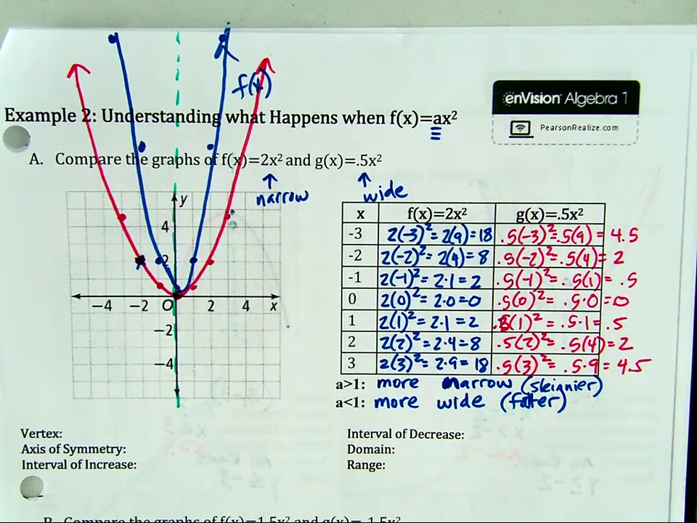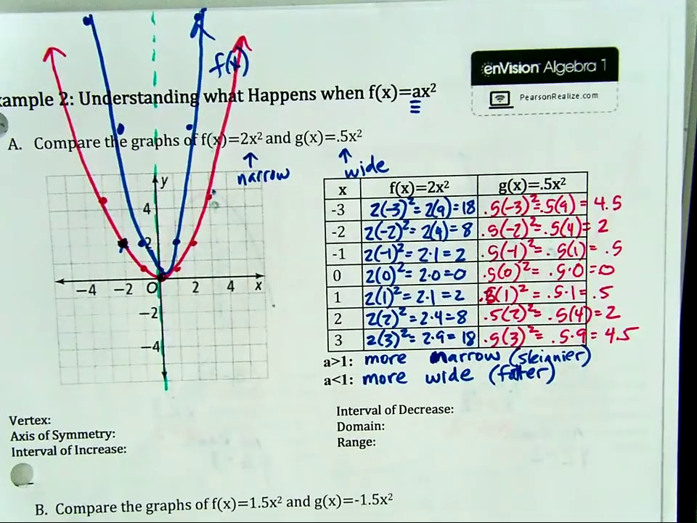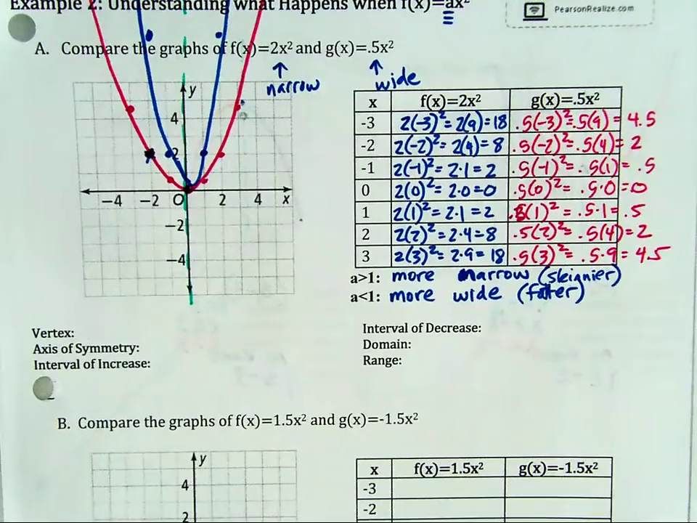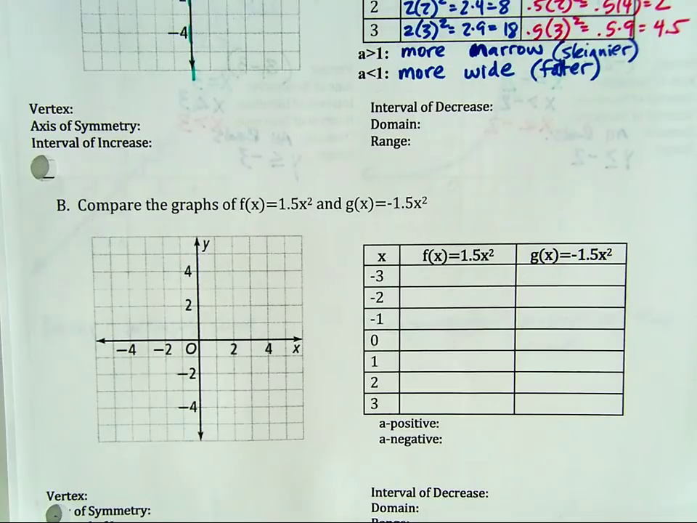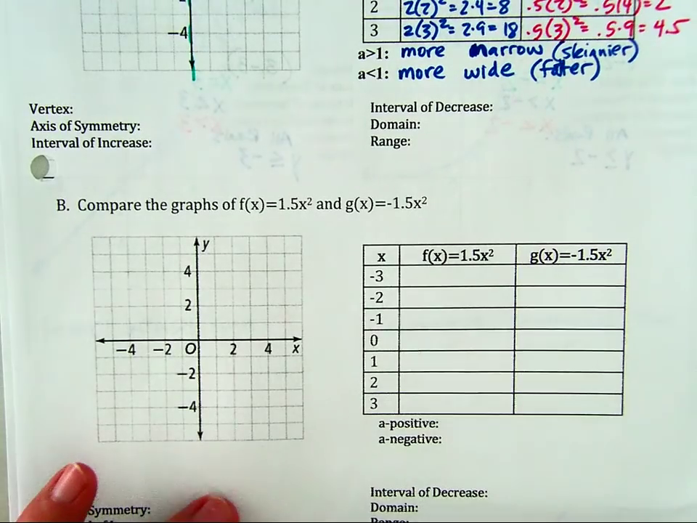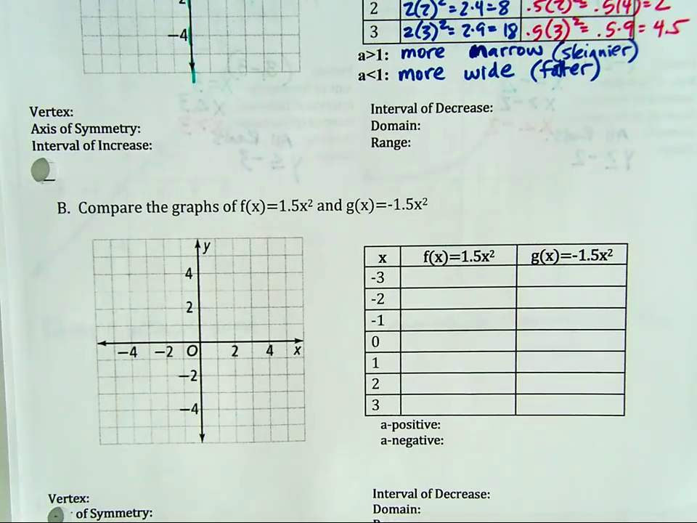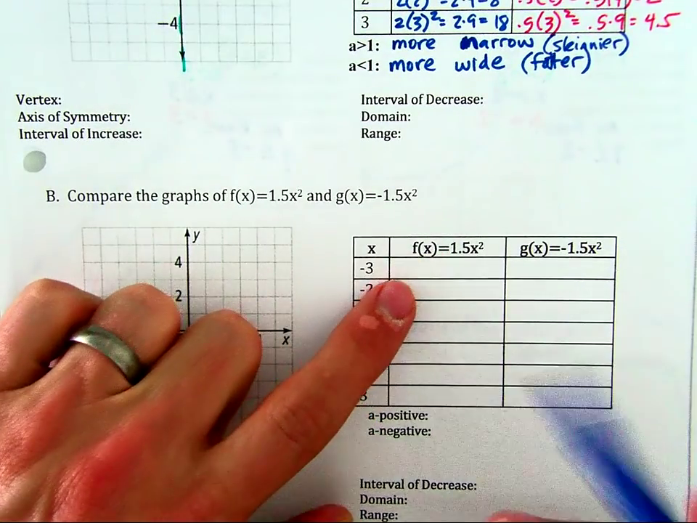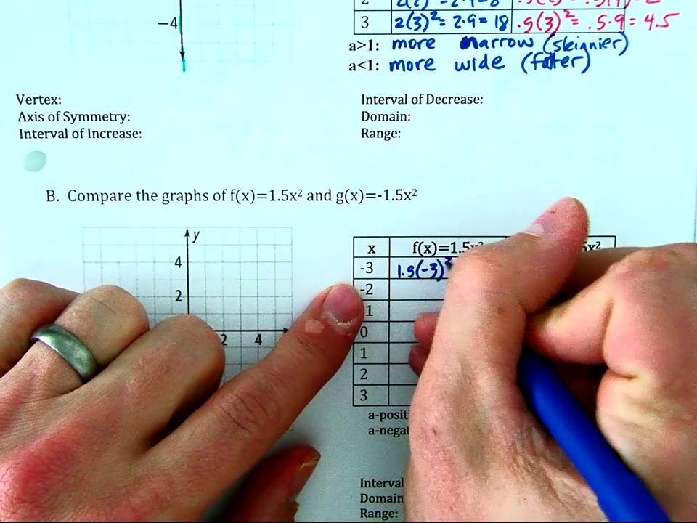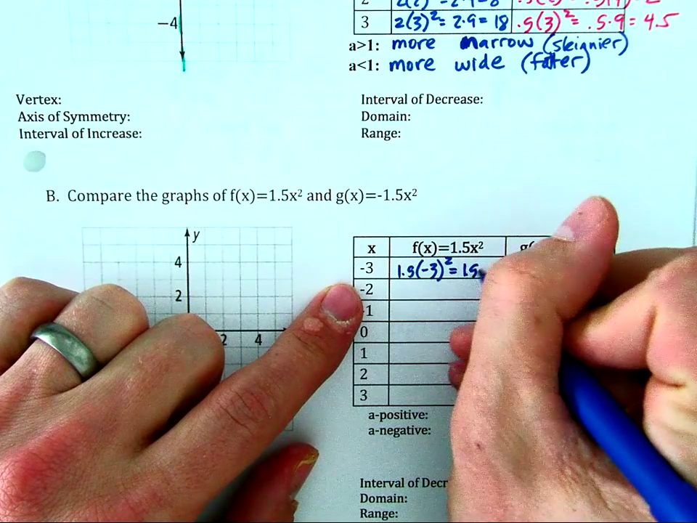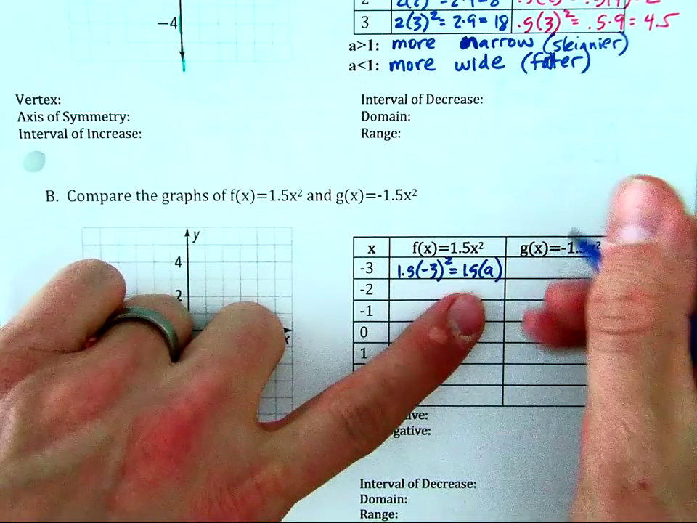Alright, and we've got one more. We looked at what happens if numbers are greater than 1 or less than 1. The next thing we're going to look at is what happens if the number is negative. First, 1.5 x squared, we're going to do the same thing. 1.5 times negative 3 squared. That's 1.5 times 9, which is 13.5, and I'm running out of room.